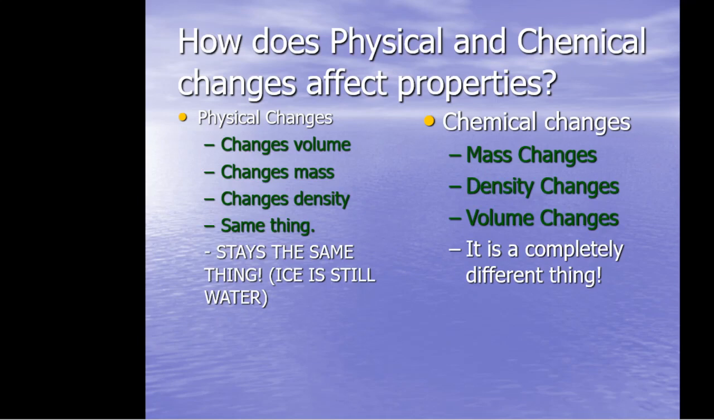Chemical changes, the mass changes because it turns to a completely different thing, so it might take up more space or less space. The density changes, the volume changes, and it is a completely different chemical thing. So the biggest thing to think about between physical and chemical is, can I reverse it? Is there a way that I can actually reverse it? If the answer is no, I can't reverse it, then that's a chemical change, okay?